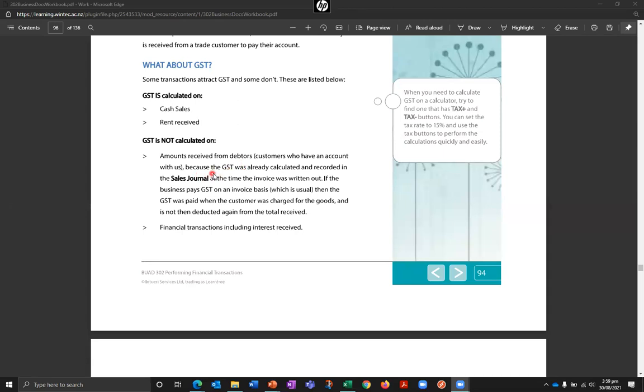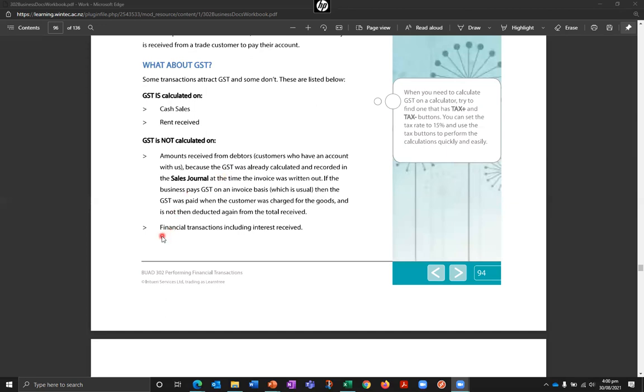This is because when we originally record the sale, we're recording that sale in the sales journal. And at the time that we write the invoice is the time that we charge or calculate the GST. So the GST is already recorded in the sales journal. And we don't record GST on the amount received from debtors in the cash receipts journal, because otherwise we would be calculating GST twice and our GST amounts would be incorrect, which means that the information we send to Inland Revenue when we do our GST returns will be incorrect, and we might end up paying more than what we actually need to.